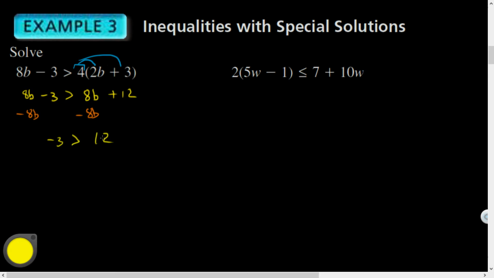All my variables disappeared. My question is, am I left with a true or false statement? Is -3 bigger than 12? No. So that means there's no solution. Wow. Normally, inequalities have infinitely many solutions, but this is saying that there's no value of b that will ever make this inequality true.